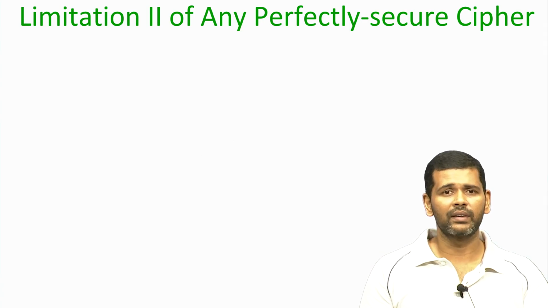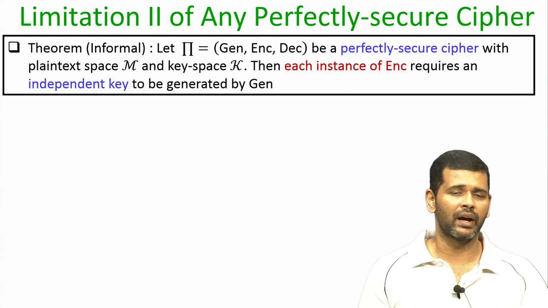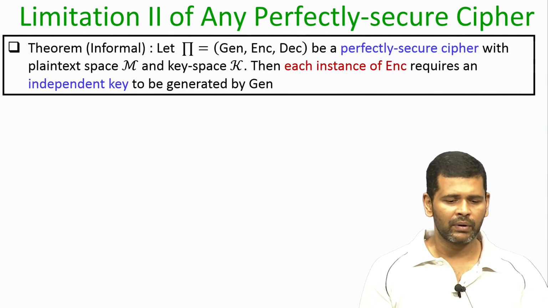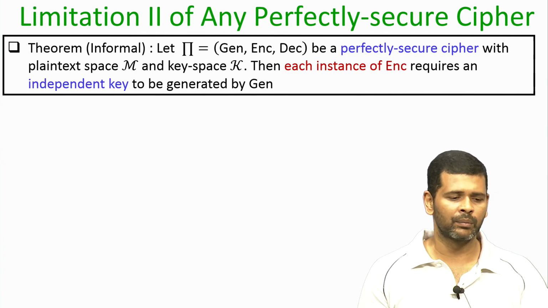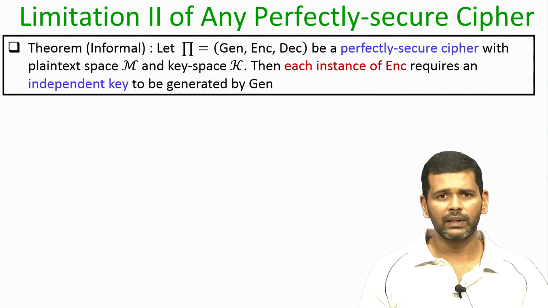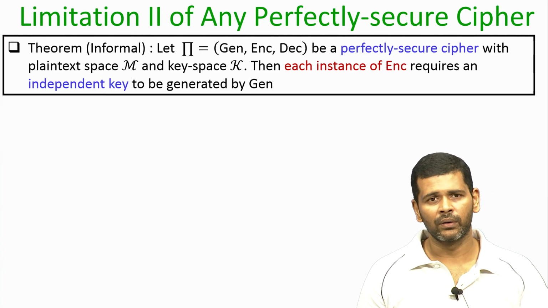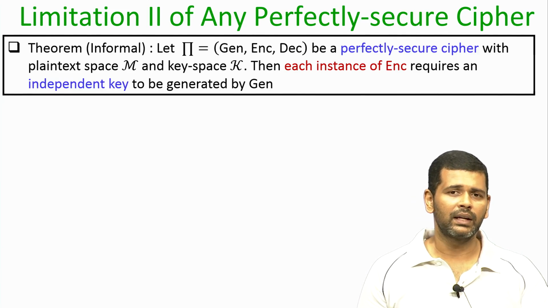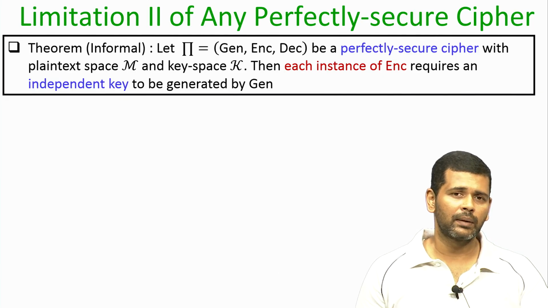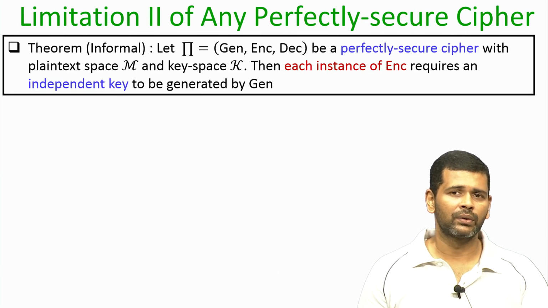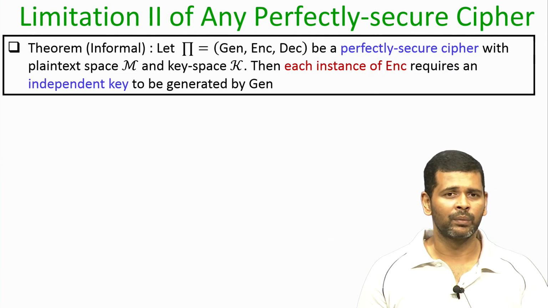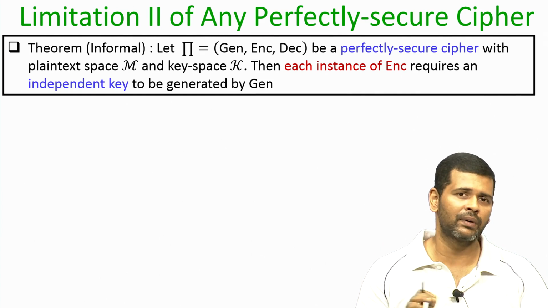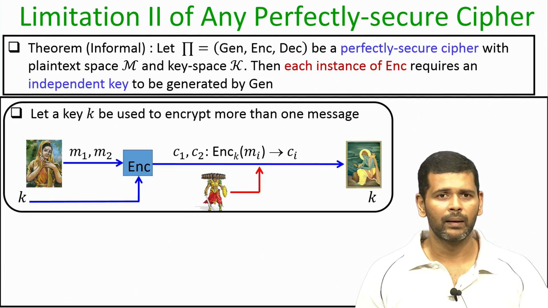Now, let us prove the second limitation of any perfectly secure cipher, and I will not be proving it rigorously and formally. I will just give you a very high level detail of the proof here. The theorem states that imagine you are given a perfectly secure cipher over the plain text space M and the key space K, then each instance of the encryption process of this cipher should require an independent key to be generated by the key generation algorithm. That means you cannot retain the same key for encrypting more than one message here.